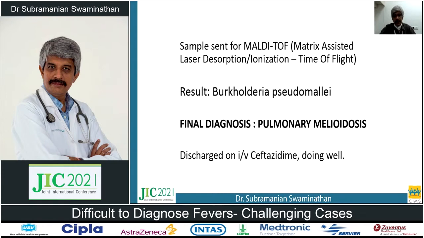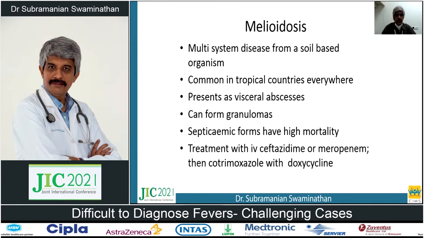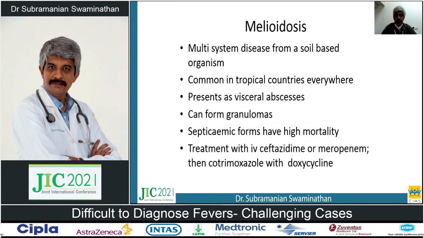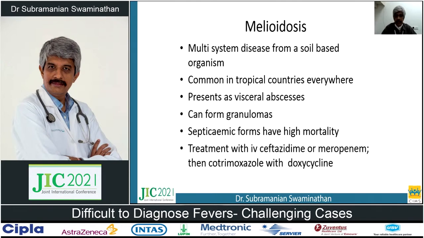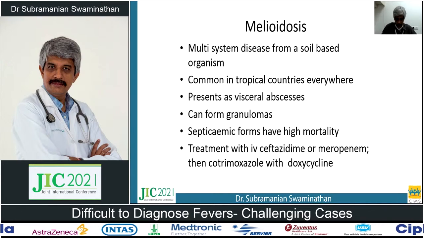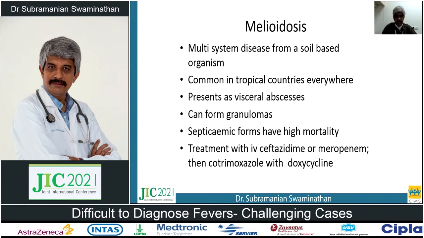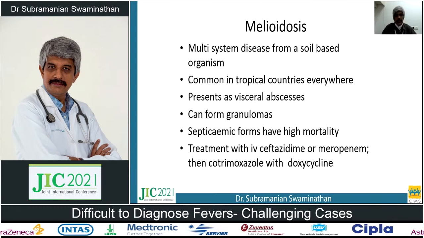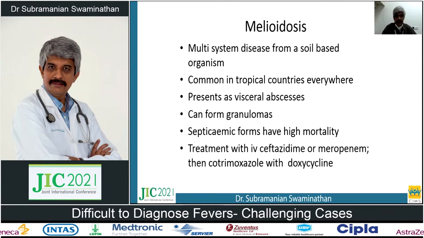So this patient had pulmonary melioidosis. And it's important to know this because it's a multi-system disease from a soil-based organism. It is common in tropical countries everywhere. In the southern half of the country, we see a lot of melioidosis, and it can present as visceral abscesses, and it has a tendency to form granulomas. The septicemic forms have very high mortality.